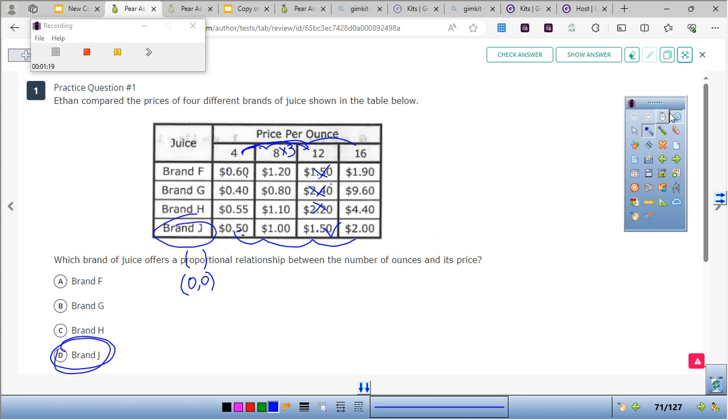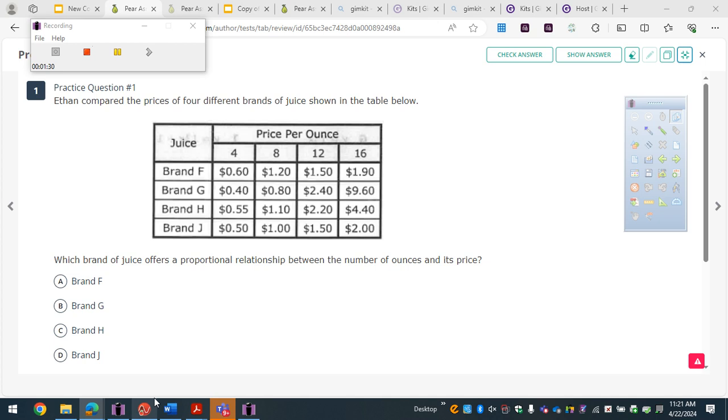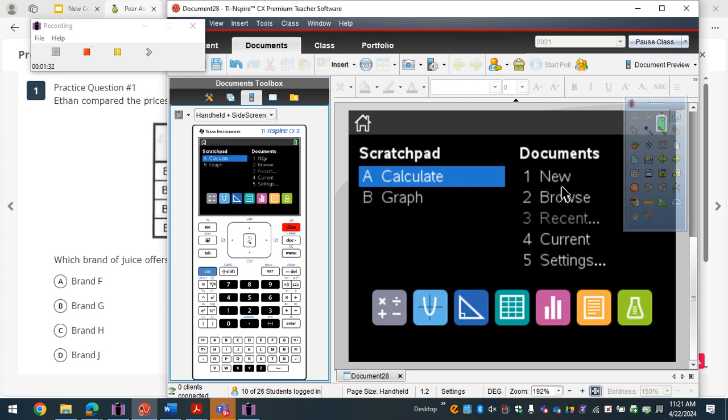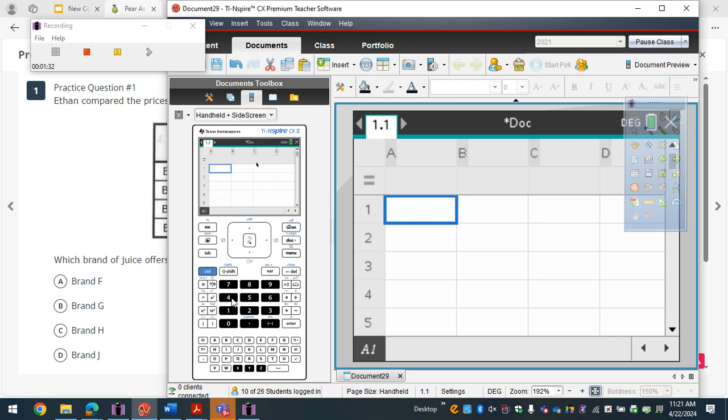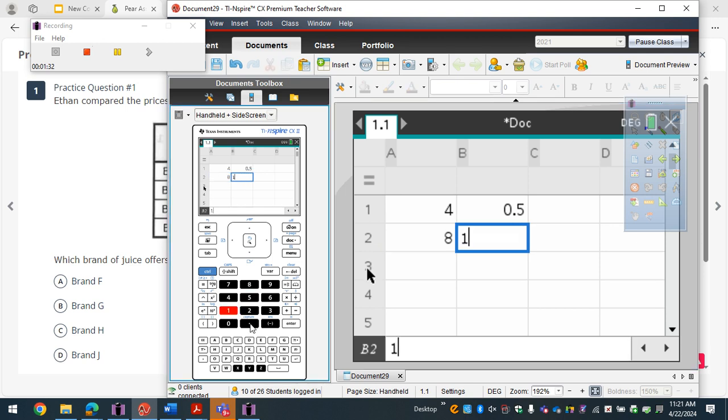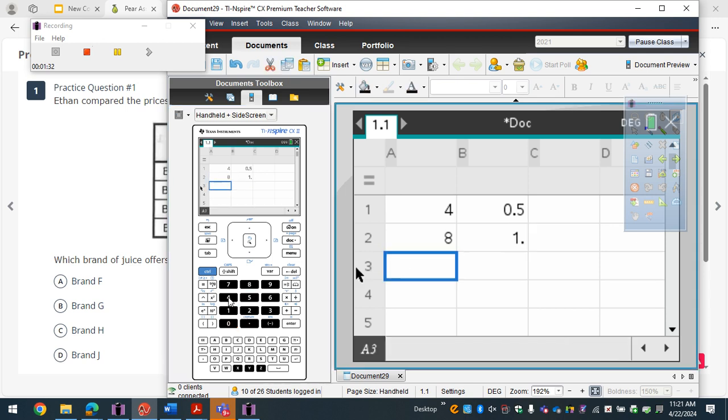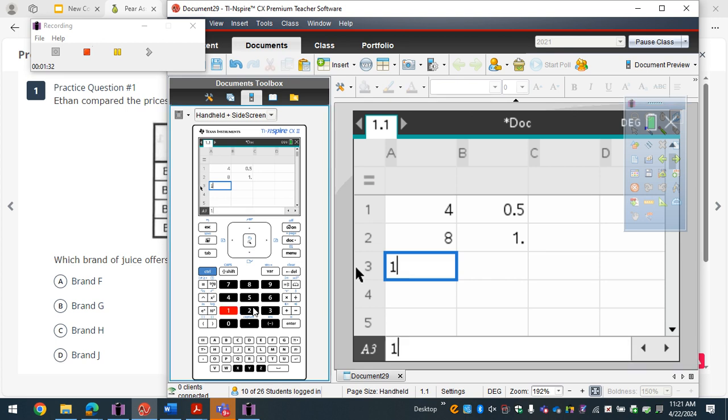Calculator-wise, you're going to use calculators. If you want to use the calculators, it's going to go right here. 4 goes to 50, 8 goes to 1, 12 goes to 1.50, and so forth. I'll use the calculator straight on that one. So definitely you want to go to lists and spreadsheets. And then remember the 4 ounces goes to 50 cents, 0.5. 8 ounces goes to $1, 1.00. 12 ounces goes to $1.50.